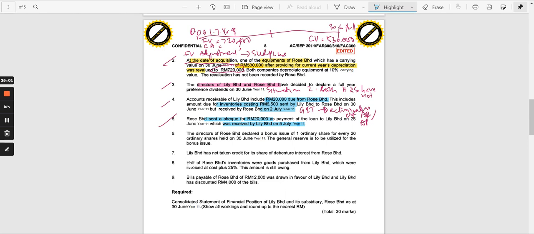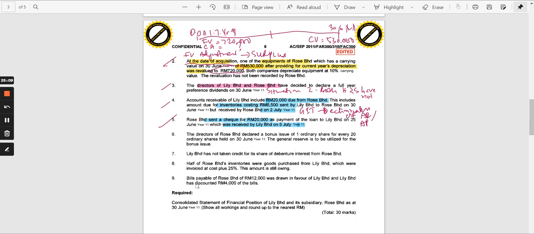So the loan will be eliminated because it is an intercompany transaction, and therefore you need to recognize the cash in transit in order to do the elimination of the loan to and from. Then number 6 is regarding bonus issue.